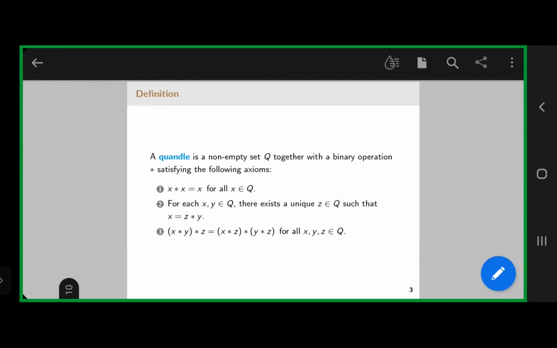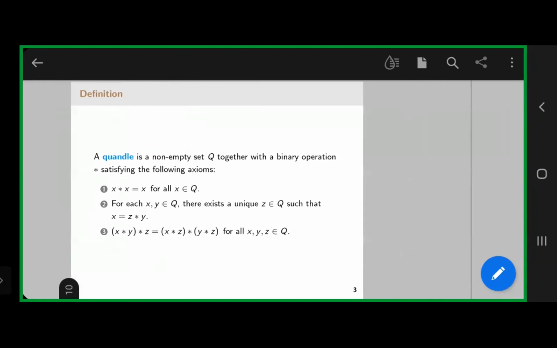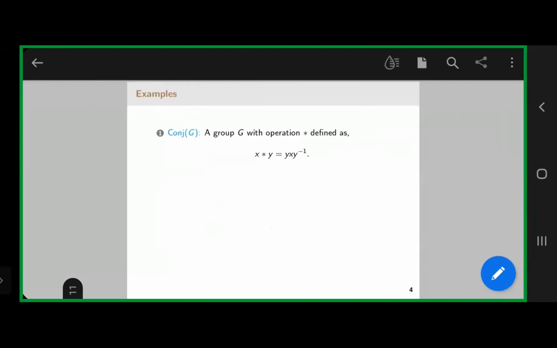Now let's see some examples. The first example is very easy. You can just take a group G and define the operation star as conjugation. So you define x star y equal to y^{-1} x y, where y is acting on x and giving a conjugation. This is the first example, which you can easily see forms a Quandle.